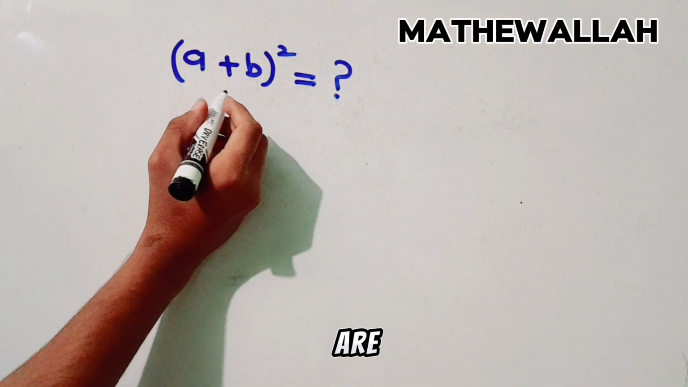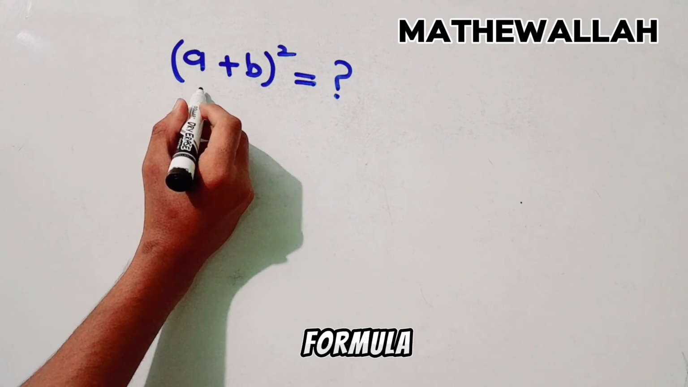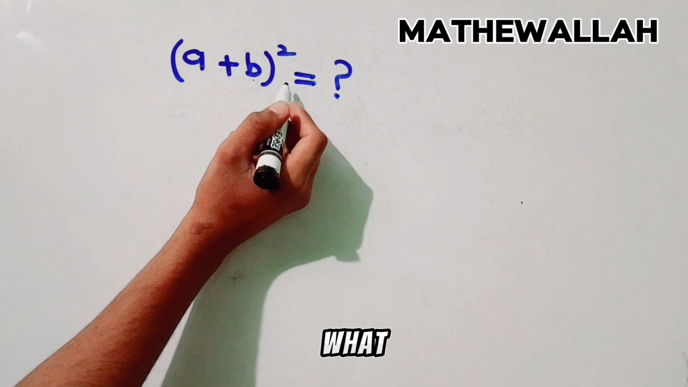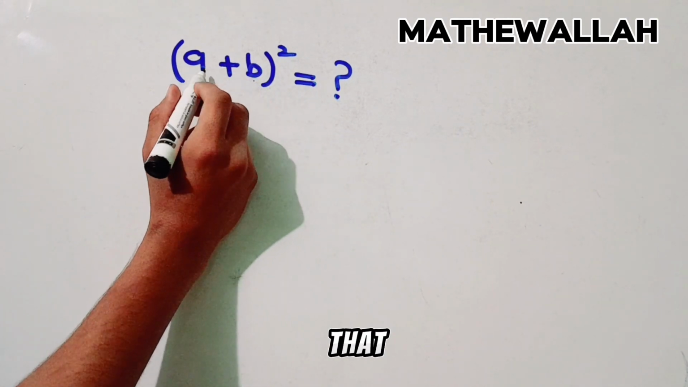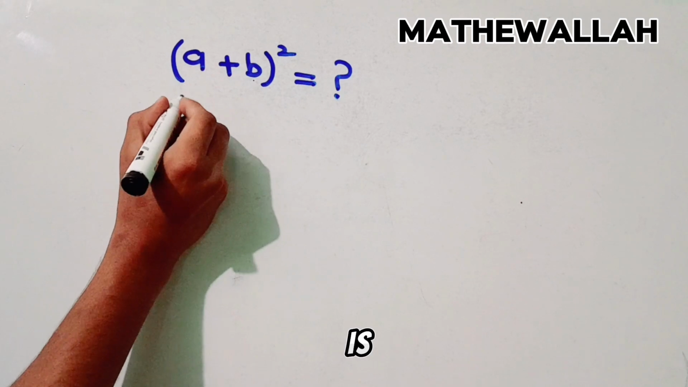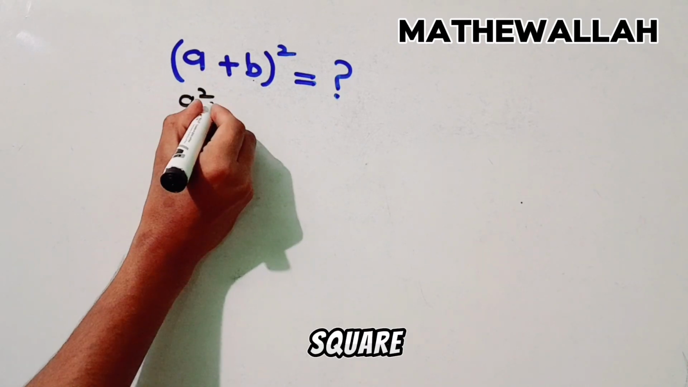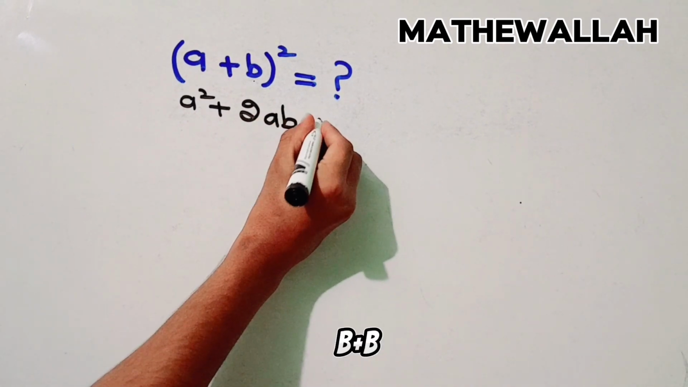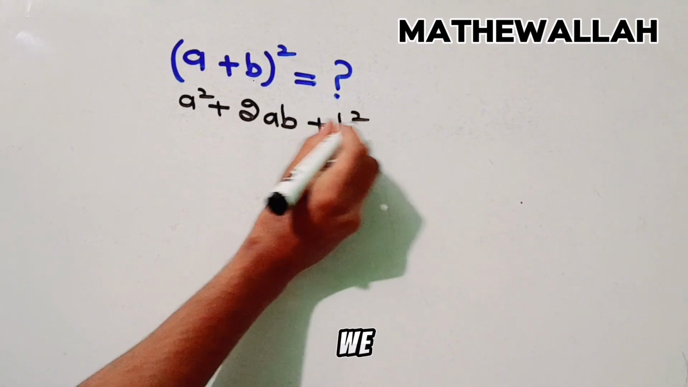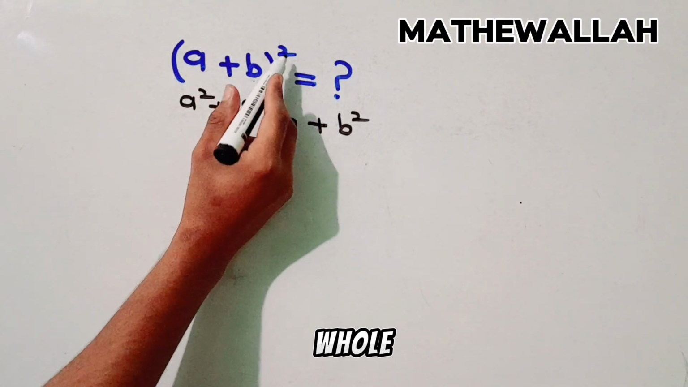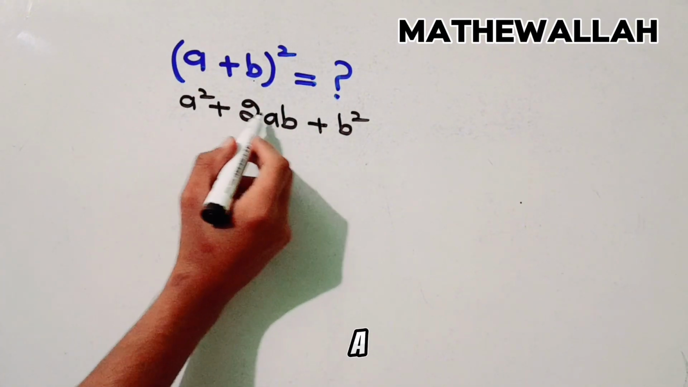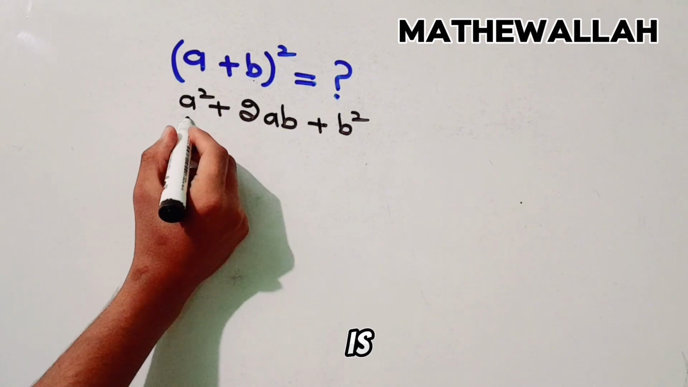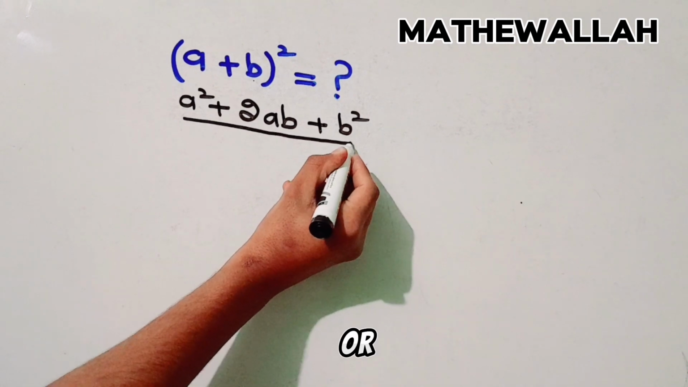In this video, we are going to derive an algebraic formula: (a plus b) whole square is equal to what? So first of all, we know that (a plus b) whole square is equal to a square plus 2ab plus b square. Now we have to check whether this value is right or wrong.